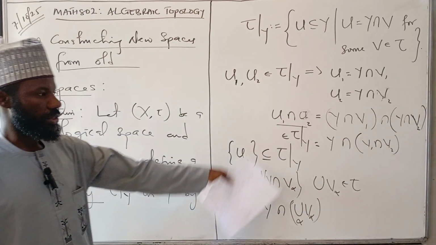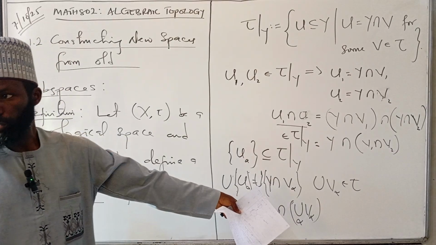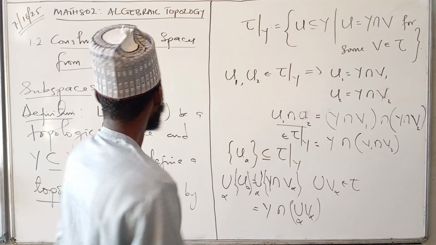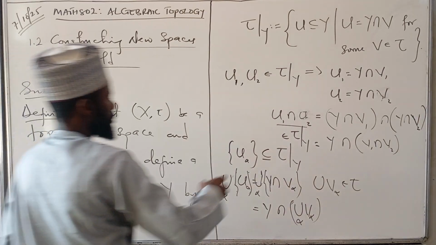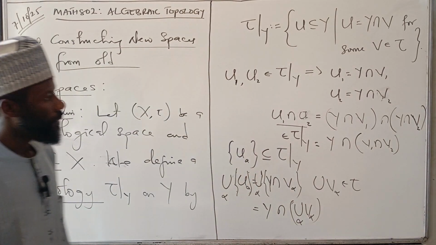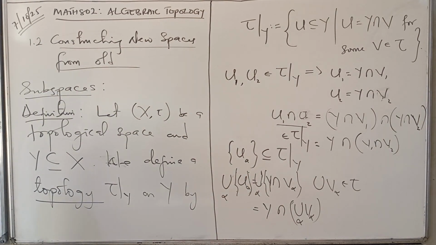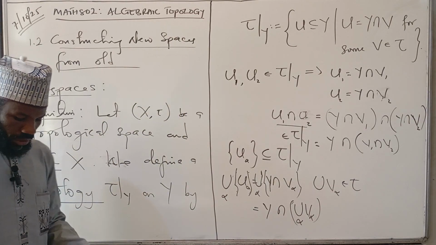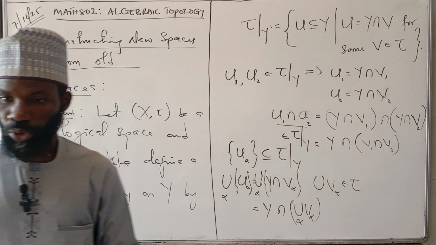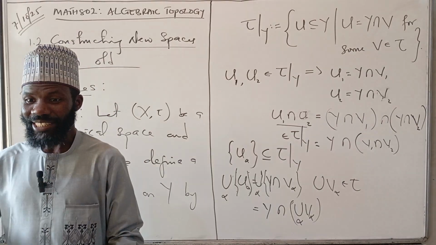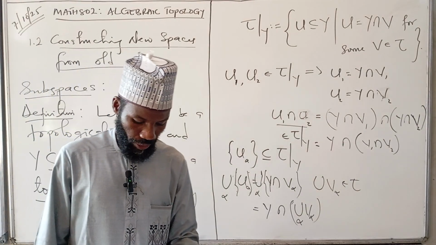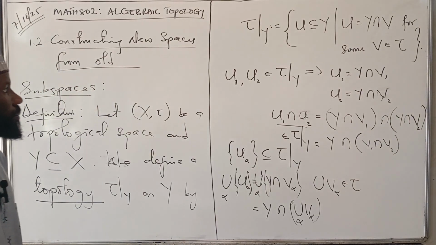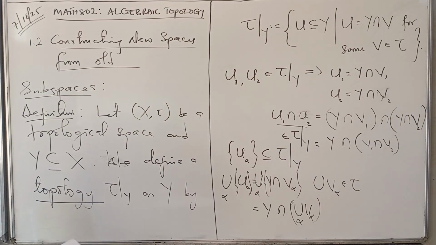So what I did here is just to verify that it is actually a topology. I hope it's okay. It satisfies all the requirements of it being a topology. So, yeah, okay. So this topology is what we call the subspace topology, or the relative topology on Y. That is the name. So this is a subspace topology.